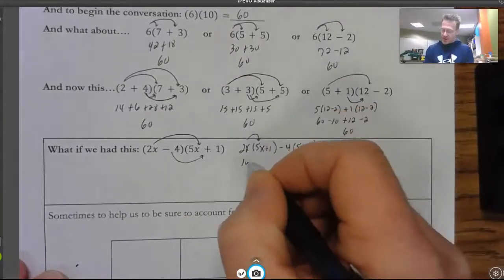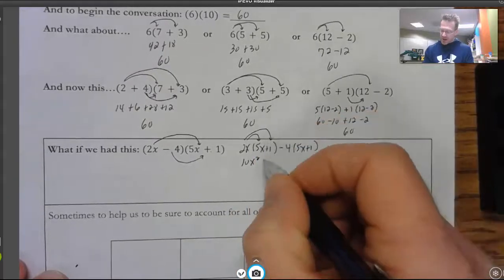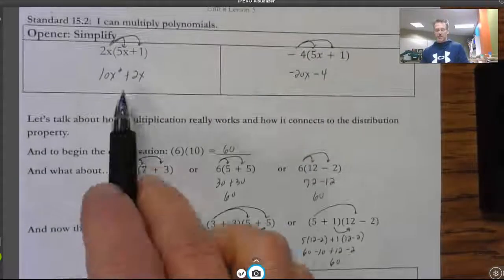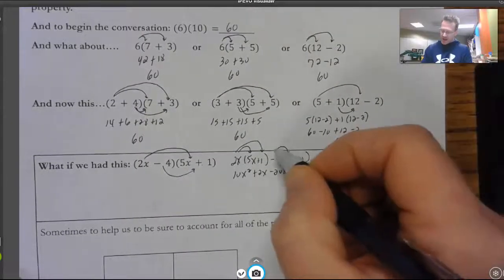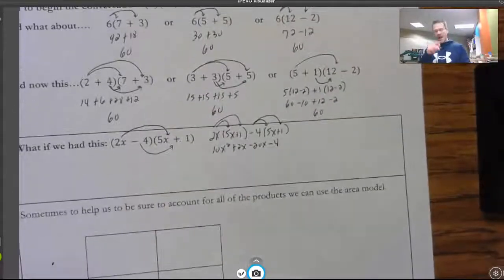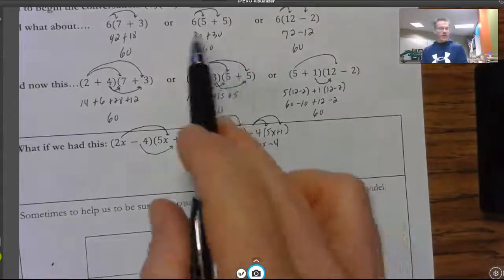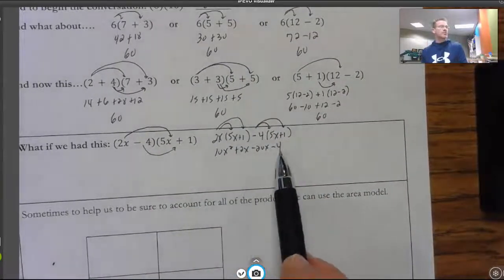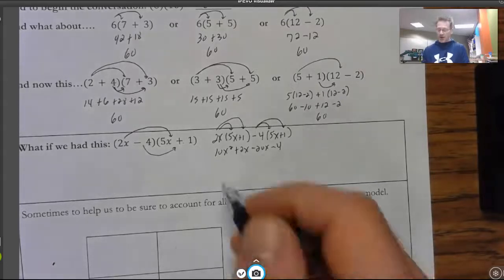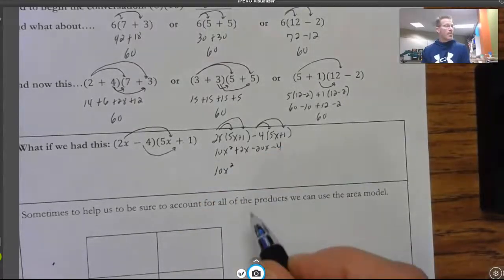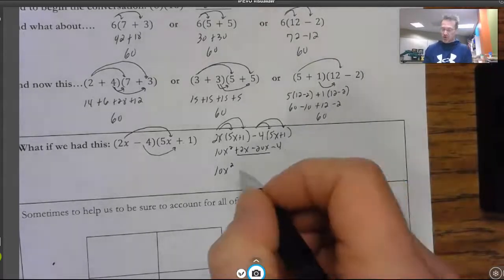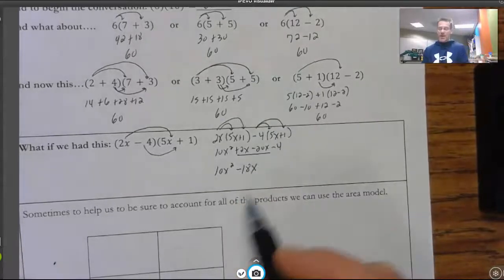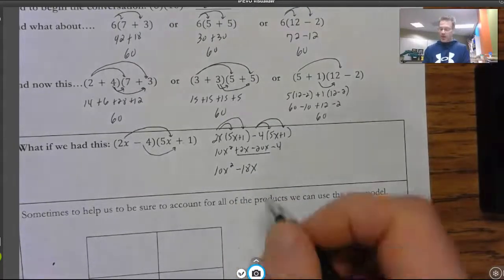So 2x times that, that's 10x squared. 2x times that is plus 2x. Notice that matches exactly what we had here. If I distribute the negative 4, I get negative 20x, and I get negative 4 here, the same way up here. Now, here's where this is slightly different than when we're working with just numbers, because not all of these are like terms. There are no other x squareds, so I'm just going to bring that down. But I do have two like terms in the middle, 2x minus 20x, which would be negative 18x. And then negative 4, there are no other numbers to combine that with, so I bring it down.